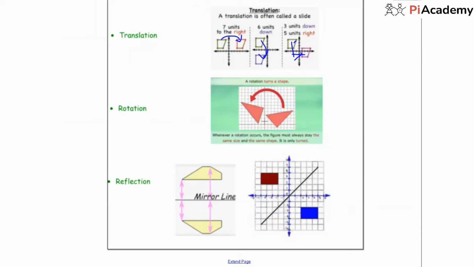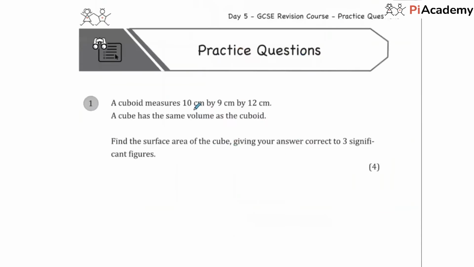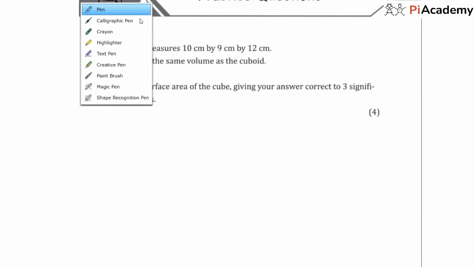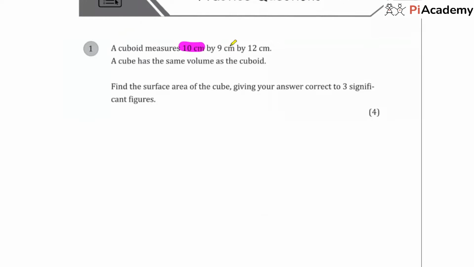Now let's do some questions. Let's do this question. A cuboid measures 10 centimeters by 9 centimeters by 12 centimeters. A cube has the same volume as the cuboid. Find the surface area of the cube. Give your answer correct to 3 significant figures. Go ahead.